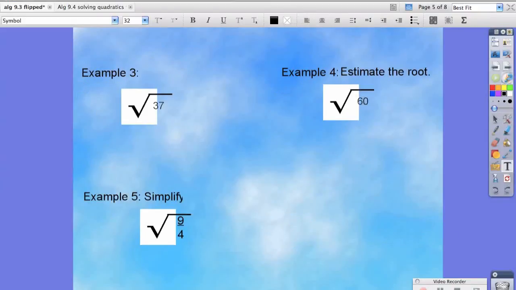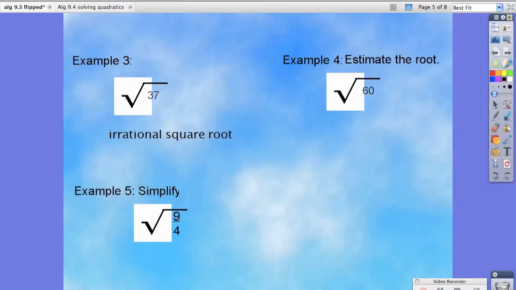We're going to do it again for example 3. In this case, 37 is already a prime number. Therefore, it can't be simplified, and we would say that it is an irrational square root.